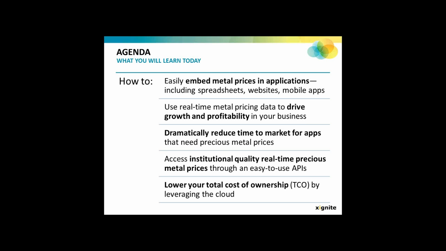Now, we'll also get into some of the specifics about how you can reduce time to market for building applications that need metal prices. Specifically, we'll talk about how you can access institutional quality real-time precious metal prices through the use of APIs, and how you can lower the cost of ownership of getting this information by leveraging cloud technology.